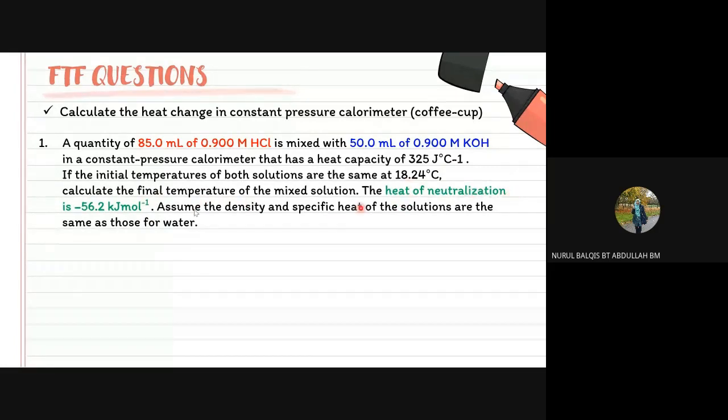So the heat of neutralization is negative 56.2 kilojoule per mole. Assume the density and specific heat of the solutions are the same as those for water. Density of water is 1 gram per mil. Specific heat capacity of water is 4.18 joule per gram per degree C. Mana dapat value ni? Dia ada dekat depan table of constants. So how do you start?